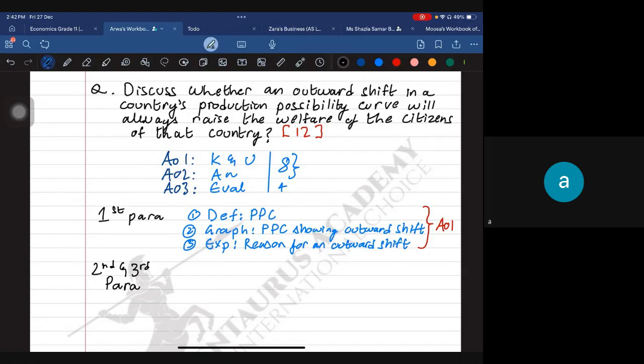So the second paragraph, I will basically be explaining the reasons why the outward shift in a PPC can raise the welfare of citizens. Sabash, yeah, I'll try to explain that. So basically, you are going to go about here with the advantages of the raise in the welfare, and how the outward shift can raise the welfare. So what points are you going to add here? Because you have to analyze those points, no?